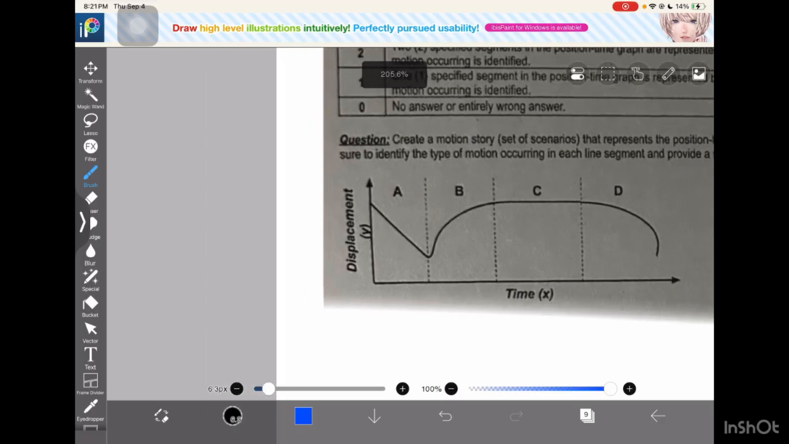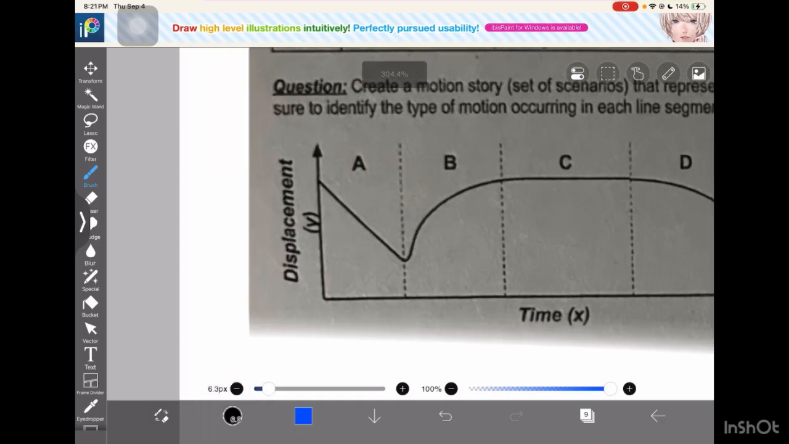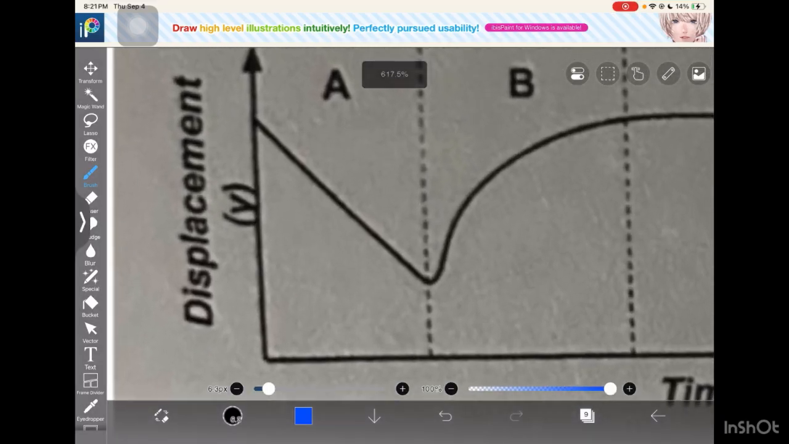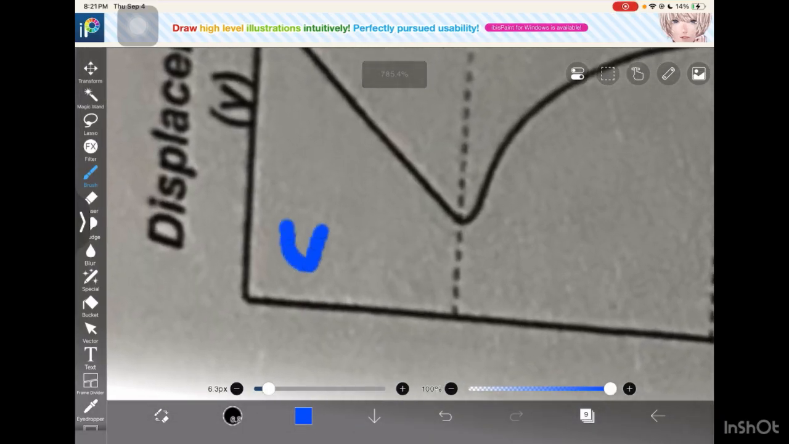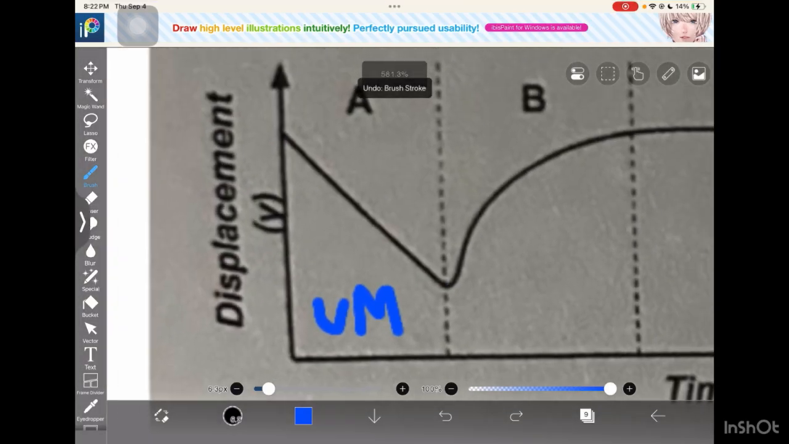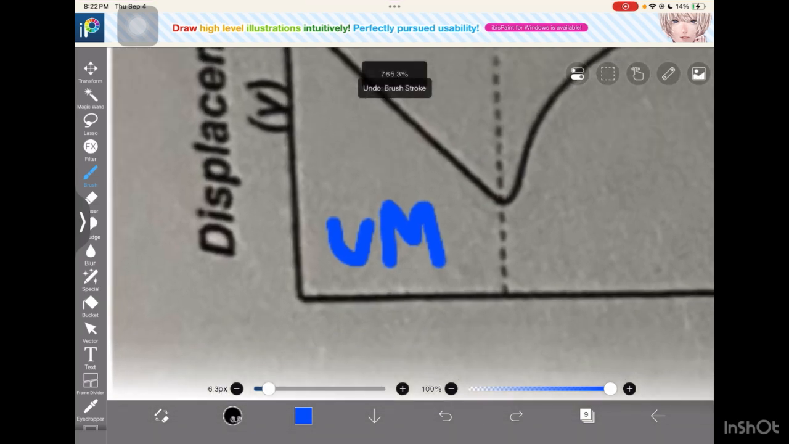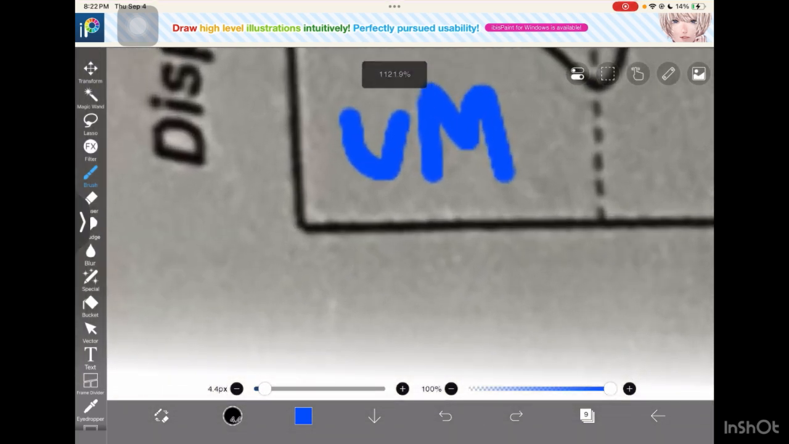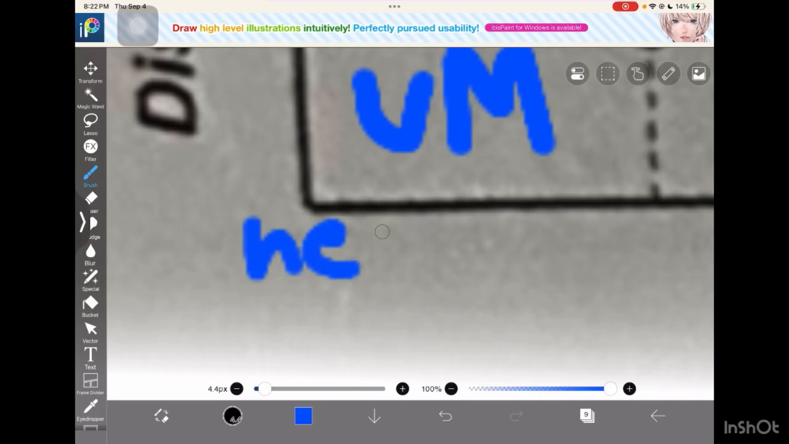So let's try to use a bit of logic here. I want you to still try to create your own motion story, but I'll just dissect this part for you. Part A. So first and foremost, this is uniform motion. It's a straight line, and displacement is being reduced at a constant rate. So this is uniform motion, negative direction.